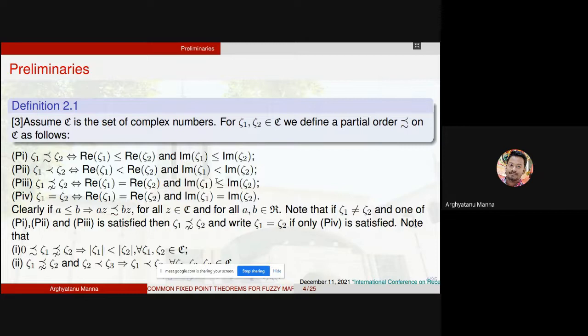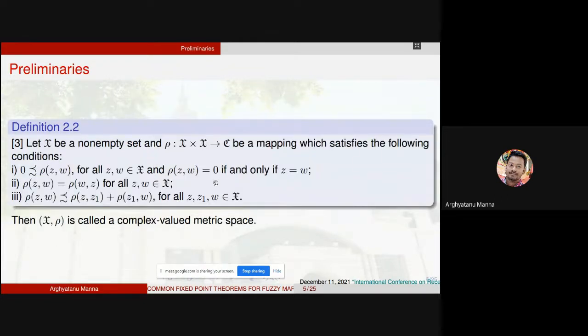Definition. Assume C is the set of all complex numbers, for ζ1, ζ2 belonging to C. We define the partial order relation on C as follows. If the properties P1, P2, P3, P4 are satisfied, then we call it a partial order relation on C, and the properties also hold.